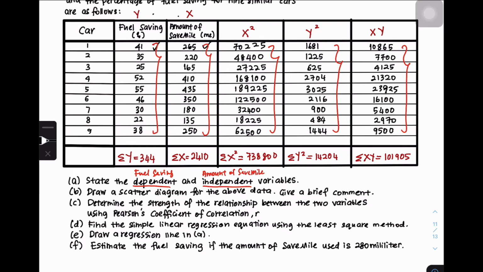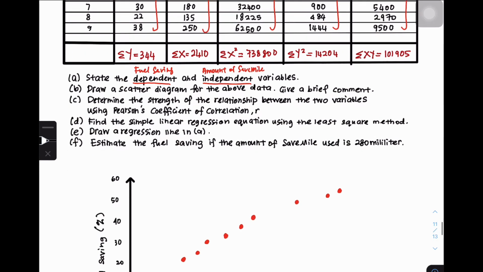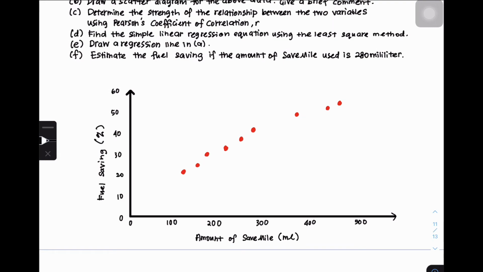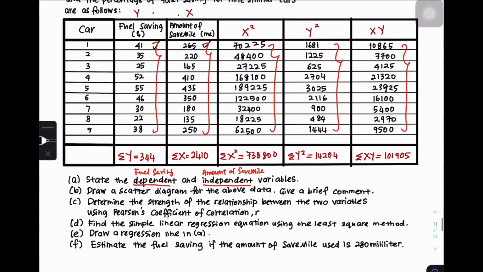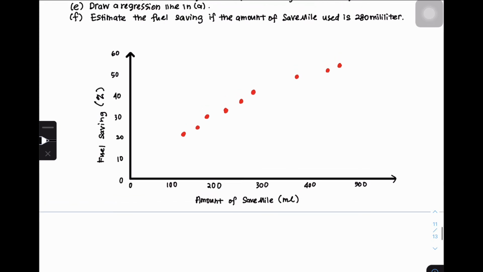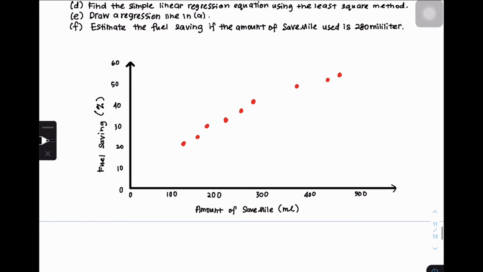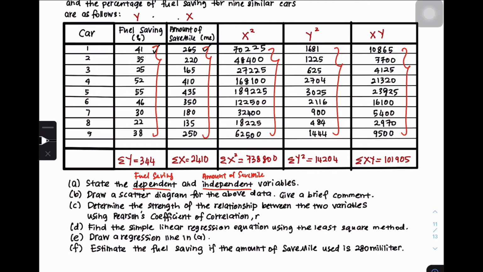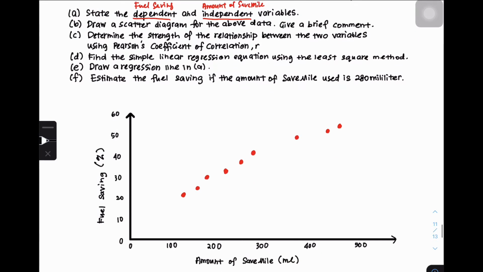And then soalan B, dia suruh kita draw a scatter diagram for the above data, give a brief comment. So awak draw lah. Okay, so kat sini saya buat kita punya paksi X adalah amount of Safe Mile sebab dia adalah independent variable, dan paksi Y kita adalah fuel saving peratus because dia adalah dependent variable. So saya plot. Okay, masa amount of Safe Mile 265, fuel saving 41. So kat sini lah lebih kurang, this one, the first one. This one 265, fuel saving dia 41 lebih kurang.